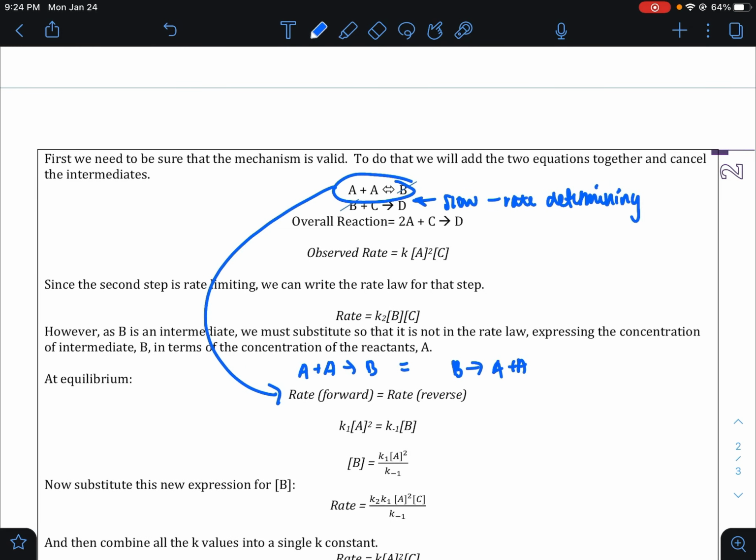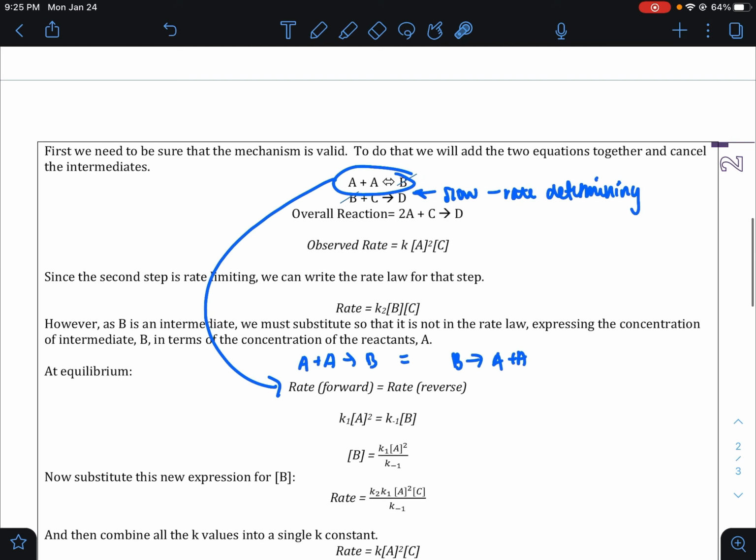If we write rate laws for both of these, the first one would be that the rate is equal to K times A squared, because there's two of them. And the reverse is going in the opposite direction, still the K constant, but B is now the only reactant, and it is to the first power because there's a 1 coefficient in front. Then, to get to our next step, we have to isolate our B, or isolate our intermediate. By that, we do mathematics, and we divide both sides by K to the -1.